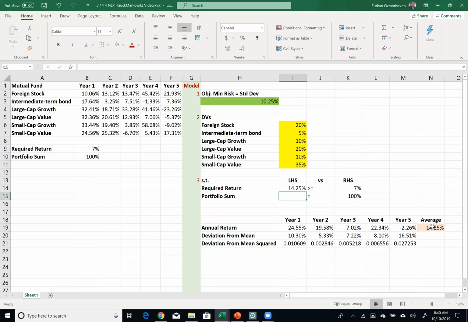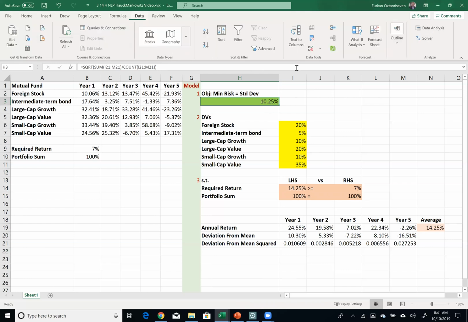All right, so now I can see here what return I got, the average against the arithmetic average, which I don't like, but it's a good indication right now. And the portfolio sum should be 100%. So my decision variables should end up at 100%. All right, so these are my constraints. I have 2 constraints here. So now I'm ready to solve this problem.